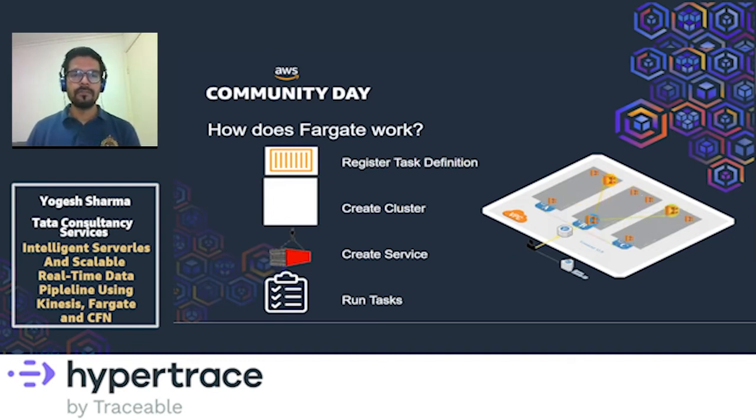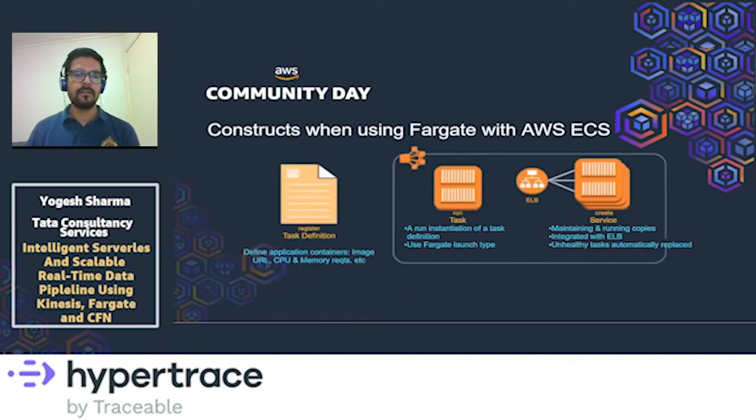So the construct when using Fargate with Amazon ECS is, as I explained, we first create the task definition. It has the image, CPU, and memory requirements, and then we run that particular task. When we run it, we can choose the launch type as Fargate, or if we are not going to run it as Fargate, we can select the launch type as EC2 instance.